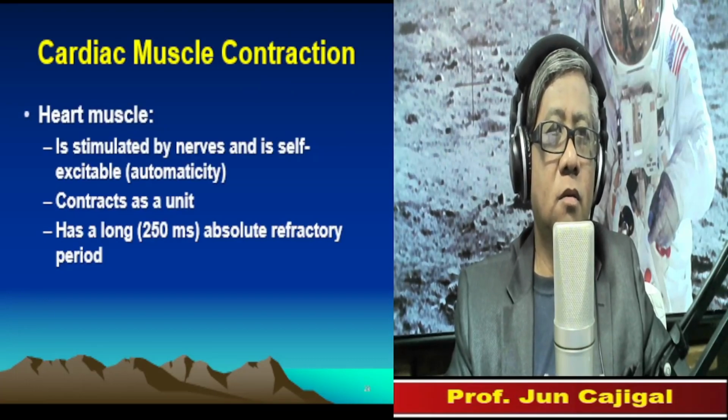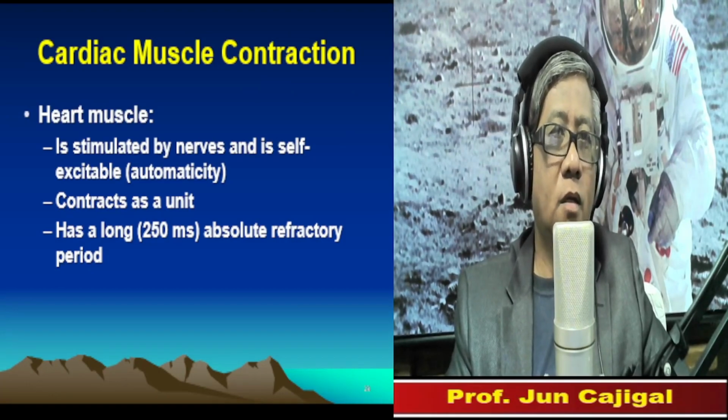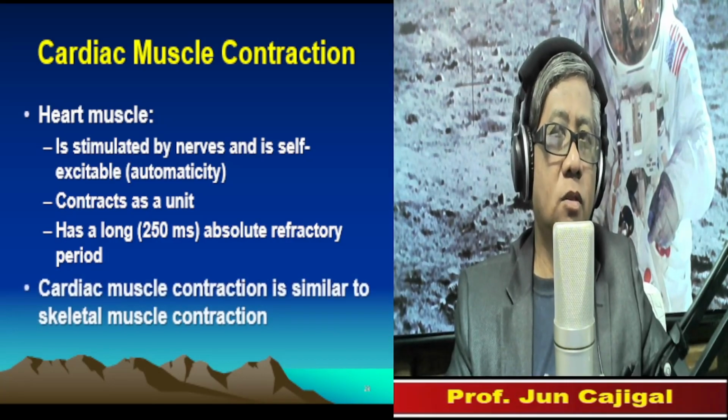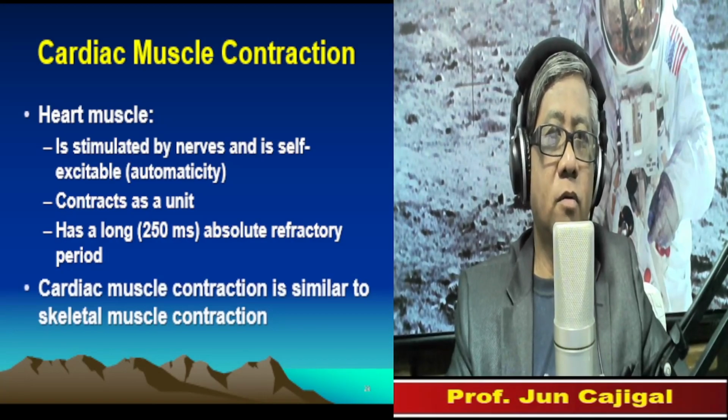So the heart muscle is stimulated by nerves and the contraction is self-excitable, meaning it's automatic. And the heart muscle contracts as a unit and has a long absolute refractory period of about 250 milliseconds. And the cardiac muscle contraction is actually similar to skeletal muscle contraction. So again, before the heart muscle contracts, there must be stimulation by the nerves.